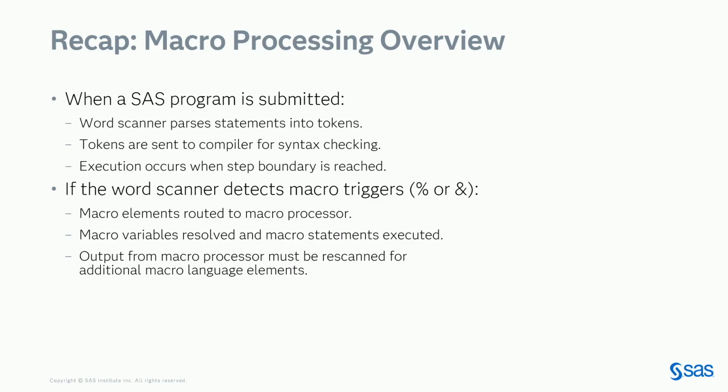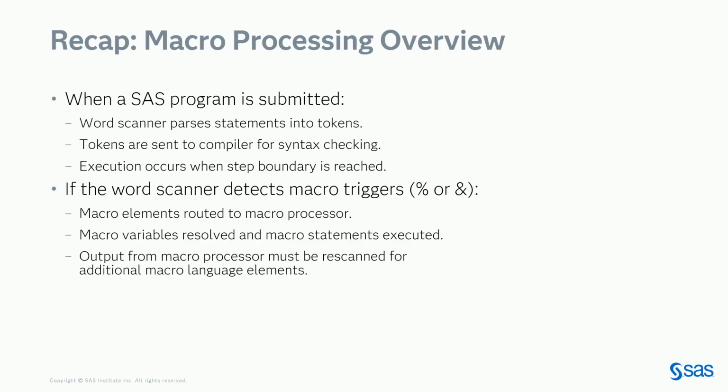That process can produce some output, which has to be rescanned to check for additional macro language elements. So it's an iterative process, and once the macro processor determines that the code no longer contains any macro language, it's all just text as far as the macro processor is concerned, then it's sent to the SAS compiler like ordinary code to be compiled and executed.